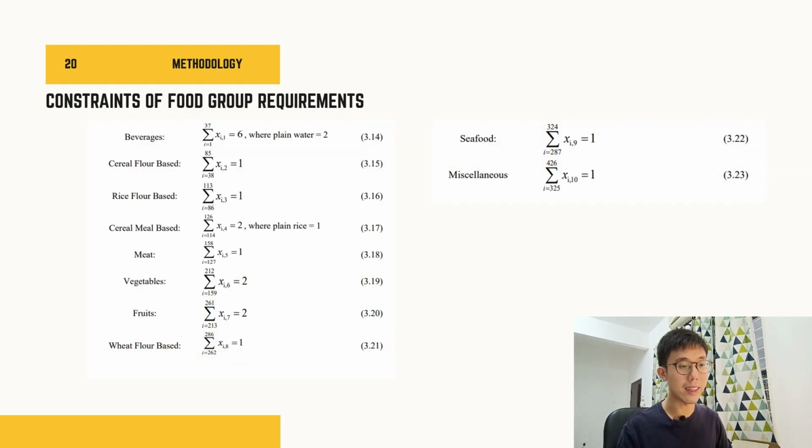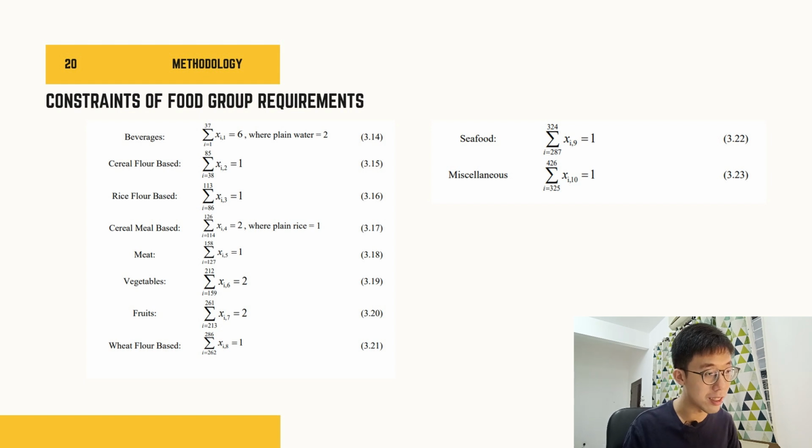And this would be acting as the constraint of the food group requirements of the 18 dishes per day. We will include 2 glasses of water in our daily meal, and 1 plain rice as well, which is kind of a Malaysian preference eating habit.